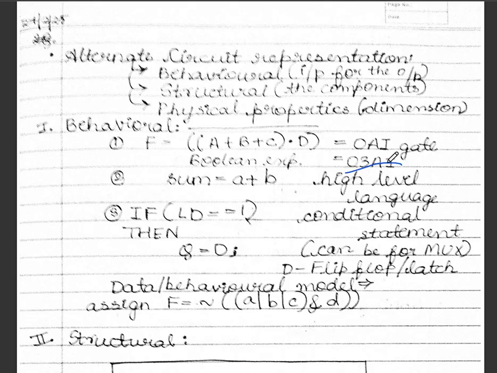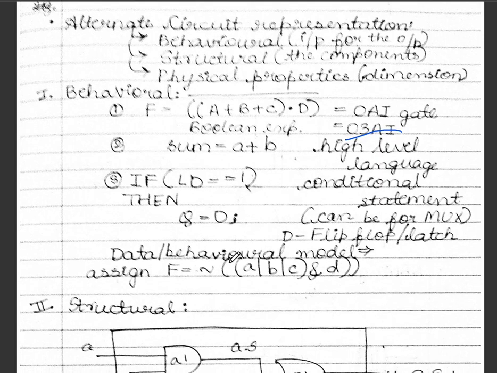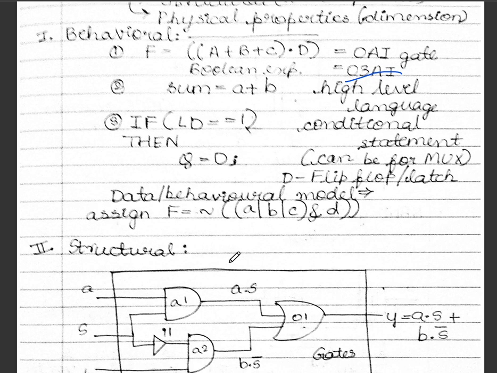And next one is the sum. Sum is represented as a plus b, which is in the high level language. Now, in order to represent it in the form of conditional statements, we'll have to represent it by taking if LO double equal to 1, then Q is equal to D. So in this we are putting a condition for the D flip-flop or latch. We are considering that if the input is 1, then Q is equal to D. So whatever value is present in D, it will be stored in Q.